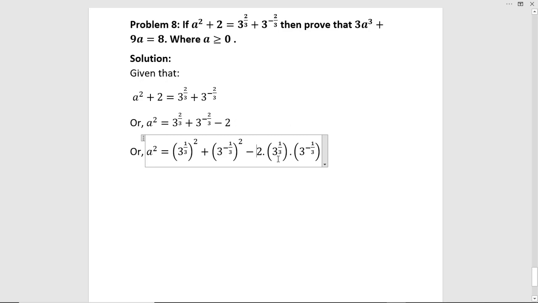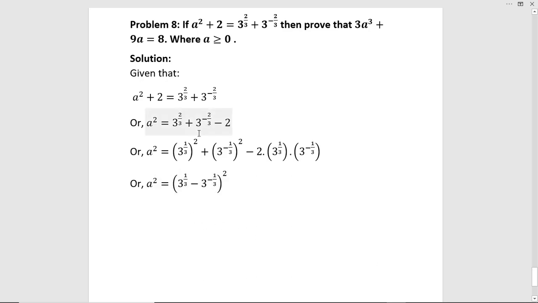But what is the benefit here? By writing this, we can express this expression as a formula of a square plus 2ab plus b square. So we can write it in a form a square minus 2ab plus b square. So we can write it like this: a minus b whole square, that is 3 to the power 1 by 3 minus 3 to the power minus 1 by 3 whole square.